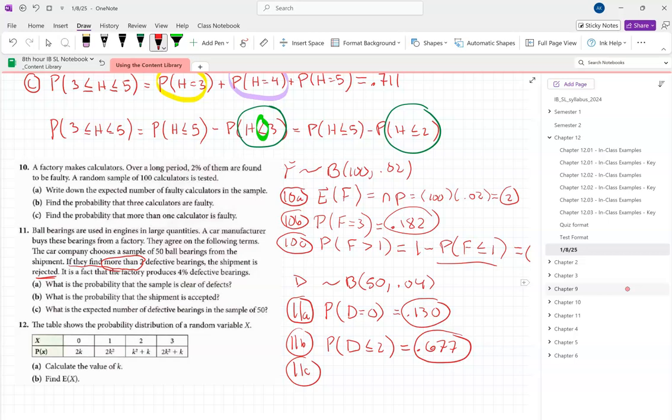And then it says, what is the expected number of defective ball bearings in that sample? Remember, the formula for expectation for binomials is just n times p. So 2.